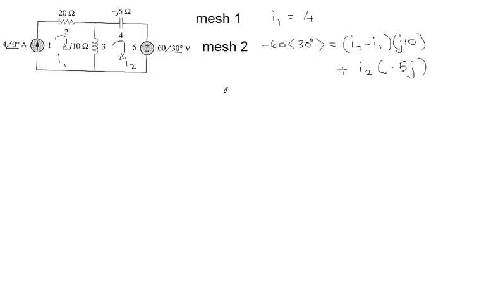Since I1 is known, we can easily determine I2 as 10.58, phase angle of 79.1 degrees. The next step is to determine the powers generated and absorbed by the elements 1 to 5. The expression for power is equal to half V times I times cosine theta, where cosine theta is the power factor.